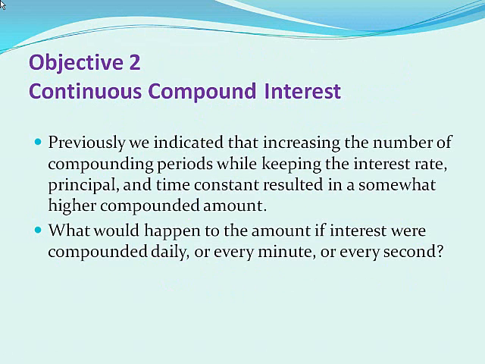Objective 2, continuous compound interest. Previously we indicated that increasing the number of compounding periods while keeping the interest rate, principal and time constant resulted in a somewhat higher compounded amount. What would happen to the amount if interest were compounded daily or every minute or every second?